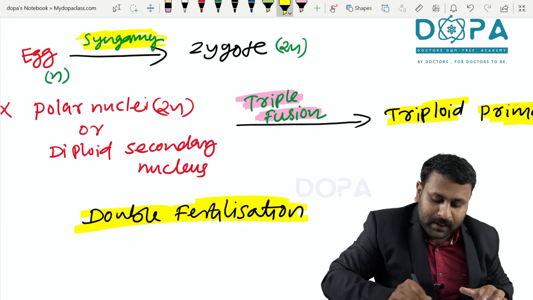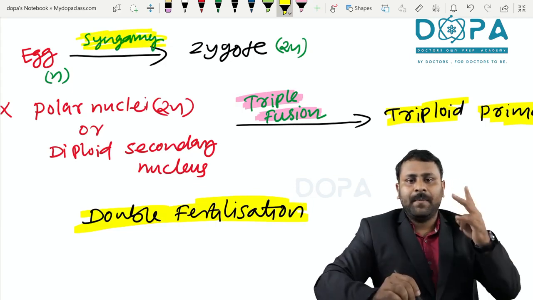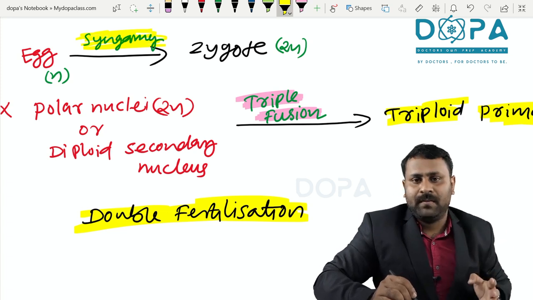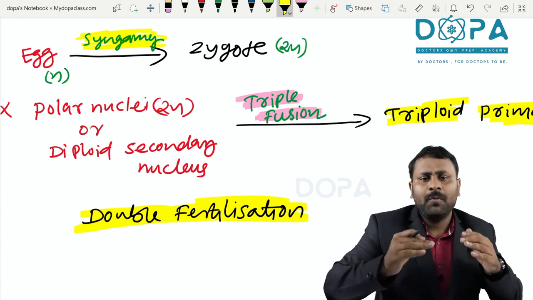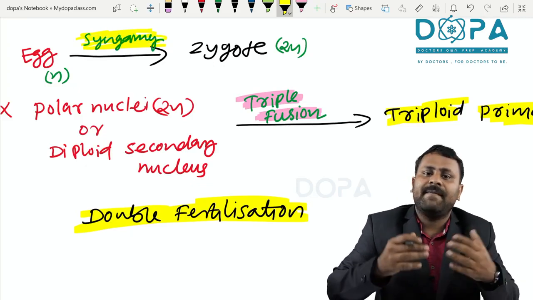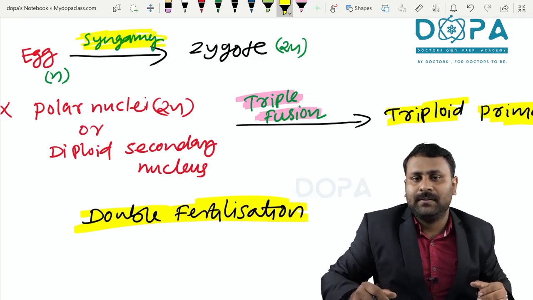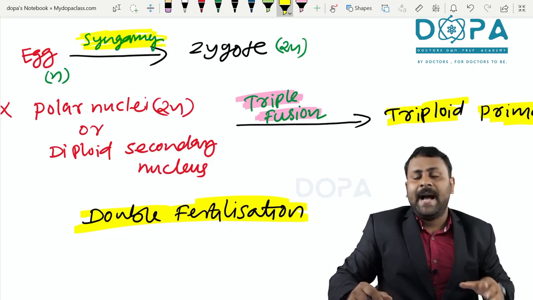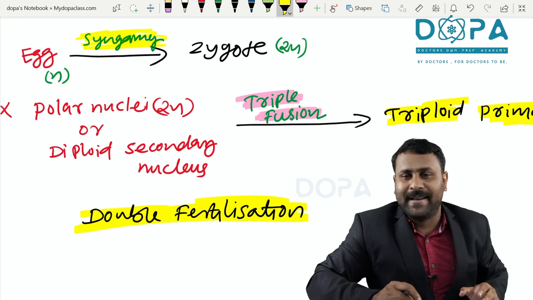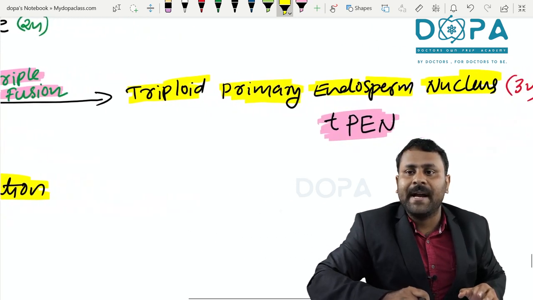Very important topic. Double fertilization. Double means two. What are the two fusions? Syngamy and triple fusion. What do you mean by syngamy? Two male gametes are discharged. One male gamete fuses with the egg cell, forming a diploid zygote. That is called syngamy. Another male gamete fuses with the polar nuclei or diploid secondary nucleus, forming a triploid primary endosperm nucleus.